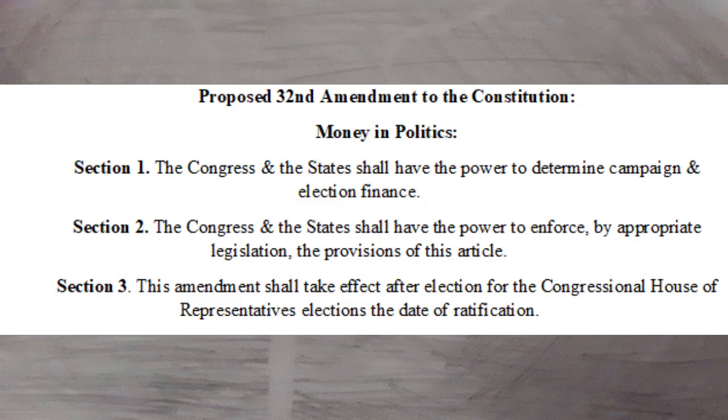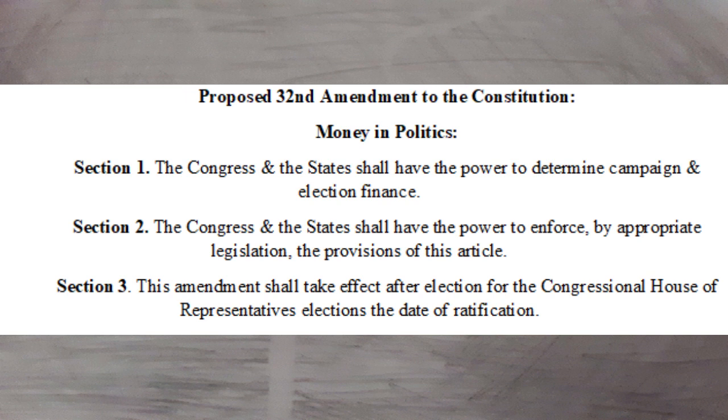Proposed 32nd Amendment to the Constitution, Money and Politics. Section 1. The Congress and the states shall have the power to determine campaign and election finance. Section 2. The Congress and the states shall have the power to enforce by appropriate legislation the provisions of this article. Section 3. This amendment shall take effect after the election for the Congressional House of Representatives elections, the date of ratification.